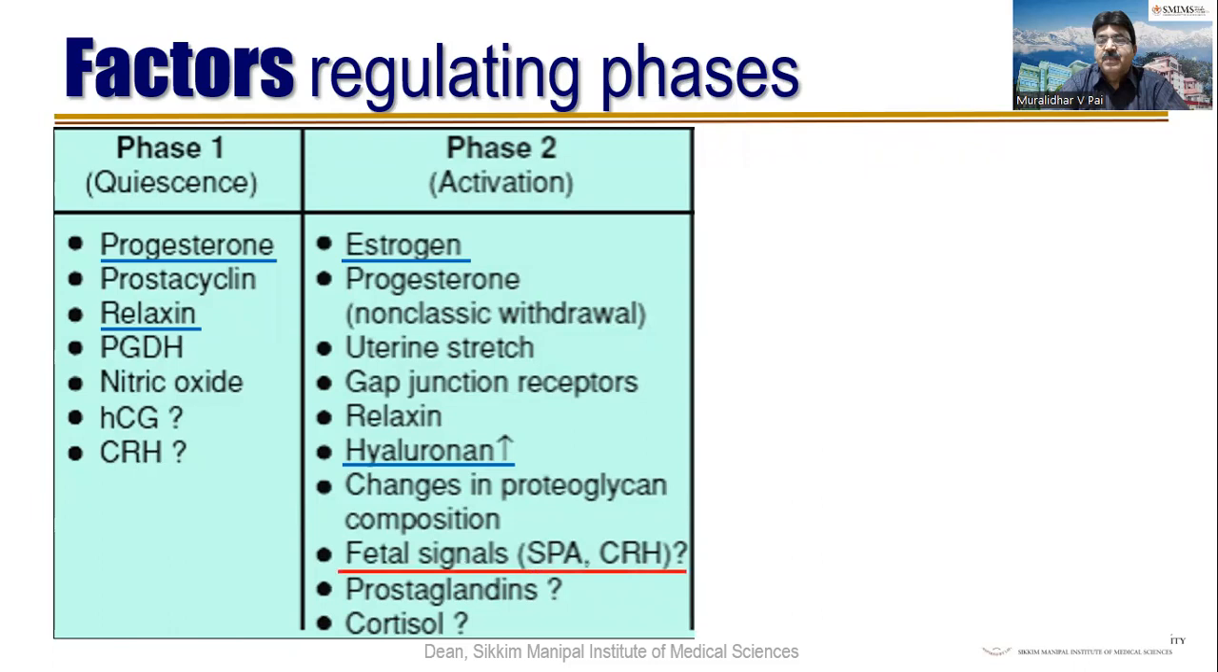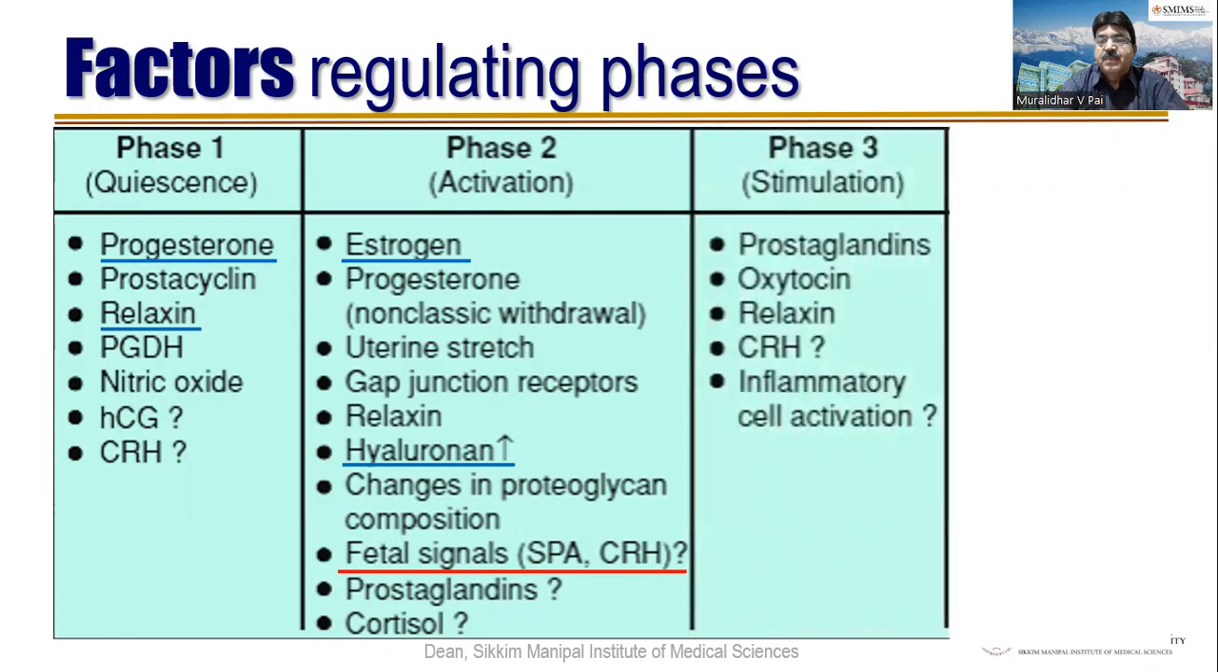Also, the fetal signals are very important in this phase. Maybe CRH is the hormone. I'm going to elaborate on that. They also influence the initiation of labor. Now, phase 3, phase of stimulation, or the phase of all the stages of labor, it's an easy guess which are the hormones prominent here: prostaglandin and oxytocin. I'm going to elaborate more on these two hormones, so let me not talk much right now.